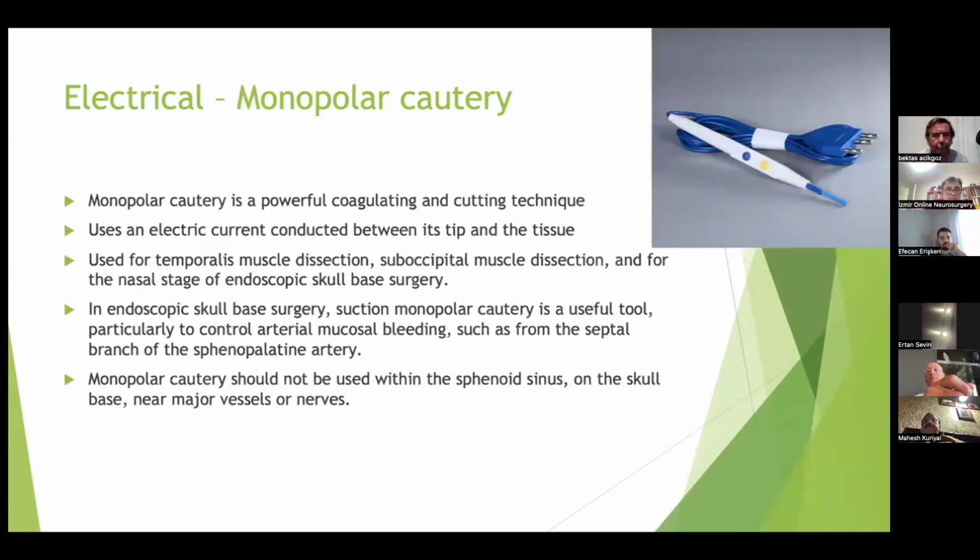Monopolar cautery is another useful device, especially as it has a coagulation action. It is used for temporalis muscle dissection, suboccipital muscle dissection, and also for the nasal stage of endoscopic skull-base surgery. Sometimes if there is bone bleeding and you don't have bone wax immediately accessible, you can even apply monopolar cautery over that region, and it can be quite useful if it is a small bleeder. You should not use monopolar cautery deep inside the sphenoid sinus and near the skull base, where you are very closely related to the major blood vessels or nerves.